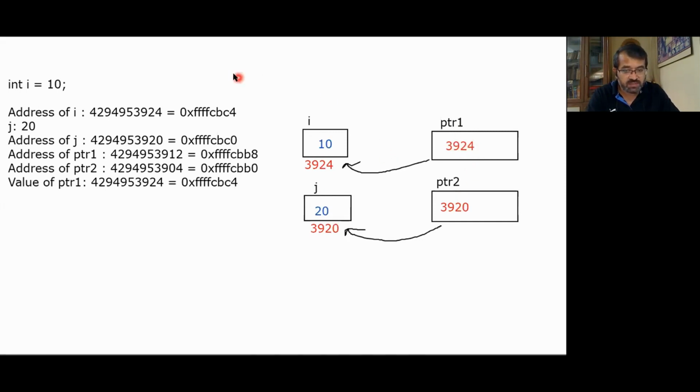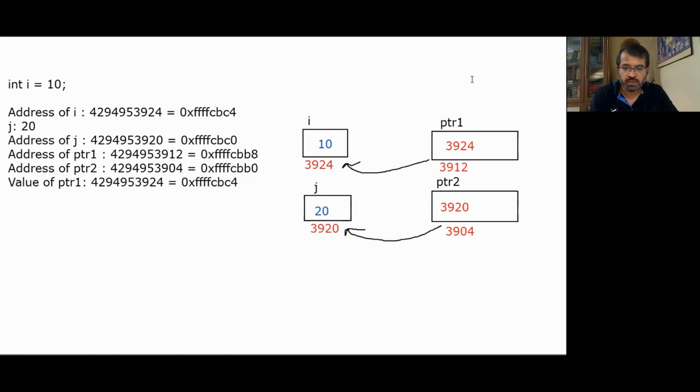Pointer variables themselves also have an address, because they are also variables, so they will have some address. So what is the address of PTR1? 3912. It's a variable, so it will also have an address. Likewise, what is the address of PTR2? PTR2 will also have an address. Its address is 3904. Now everybody should understand. If anybody has a question over here, let me know. PTR1's own address is 3912. PTR2's address is 3904. PTR1 is storing the address of variable I. PTR2 is storing the address of variable J. This is the case that we currently have.